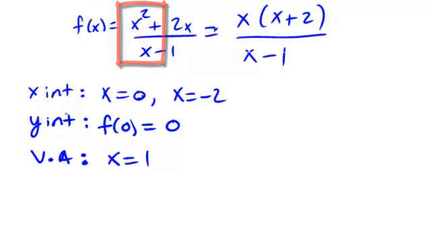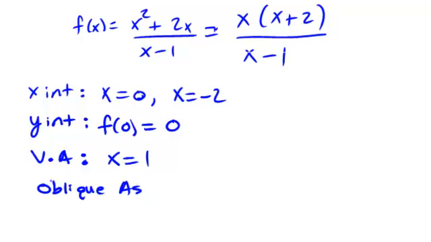Now, we could use long division, but since the divisor is of the form x minus k, we're going to take advantage of that and do it the easier way with synthetic division. So let's see here, my oblique asymptote.